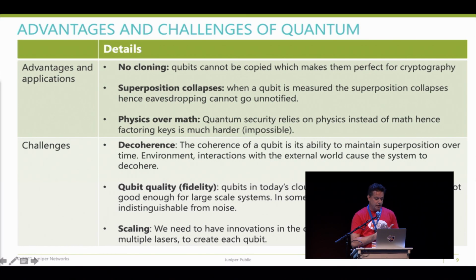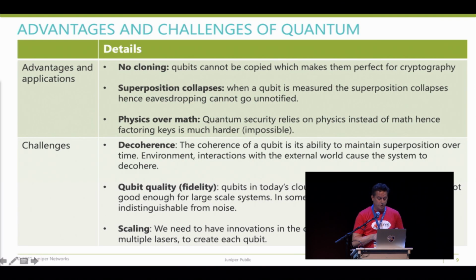Another advantage is that it's using physics over math. As I just explained, once quantum computers become available, it's expected to be much easier to factor prime numbers. What we just saw and discussed with quantum, you're not using math to distribute those keys to the other side, right? You're using physics, and so it's much harder to crack that, obviously.